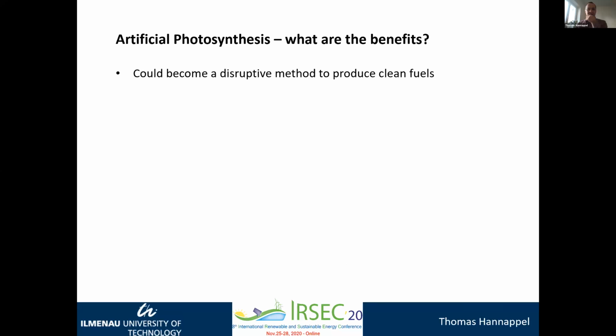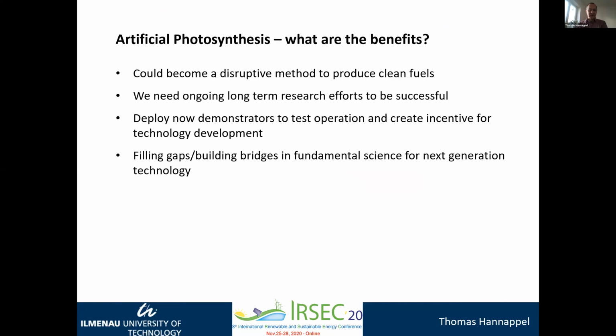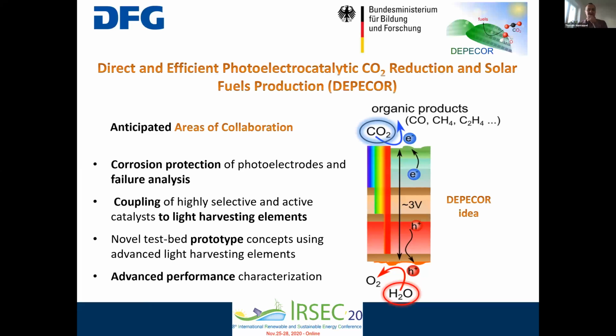So I will finish this talk by just wanting to show that a disruptive method of artificial photosynthesis could lead to the production of clean fuels. It needs a lot of research, and we have already been quite successful. However, there are many things to solve. One is to build demonstrators, which we would like to follow right now in the project. There are a lot of scientific gaps and knowledge gaps to fill. We need complementary expertise and knowledge, as I already said. And these are basically the challenges which we are finally facing.